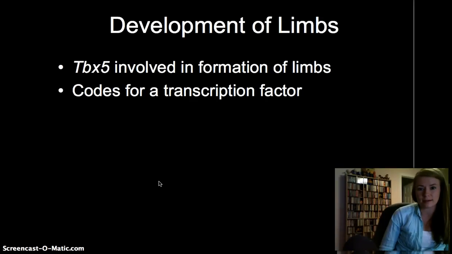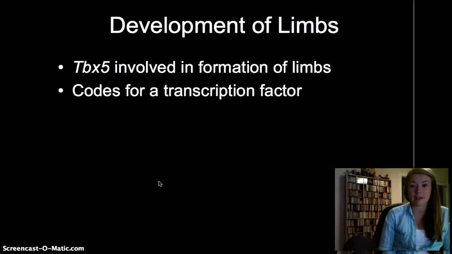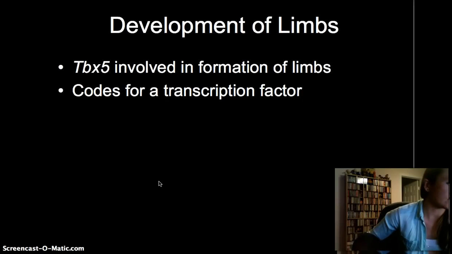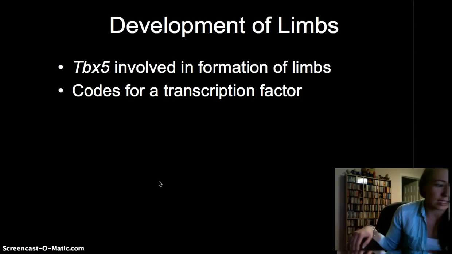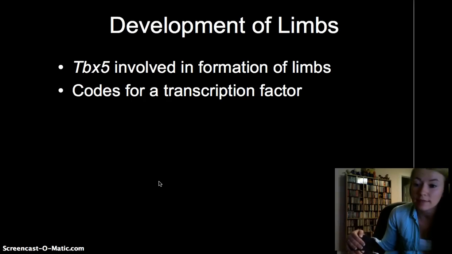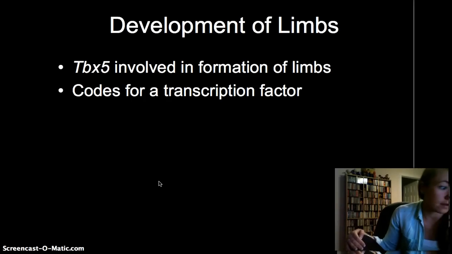The next gene it talks about is the TBX gene, TBX5. This is involved in formation of limbs. TBX5 is actually a transcription factor, and so it turns on the genes needed to make limbs during development. Birds and humans both have the TBX5 gene. So do a lot of other living things.